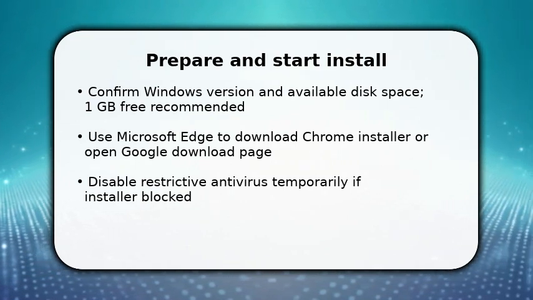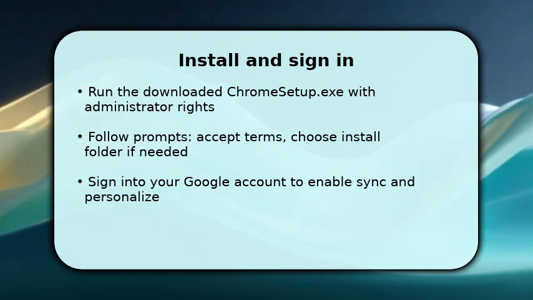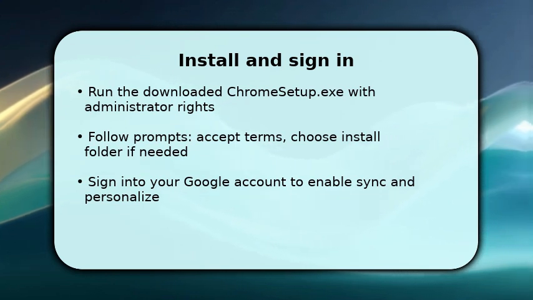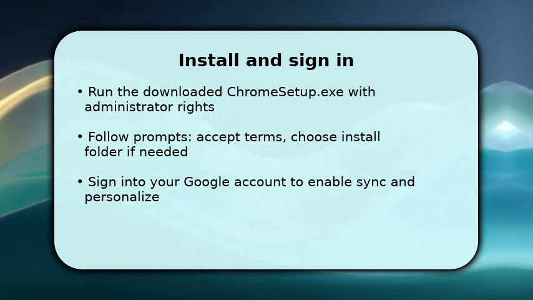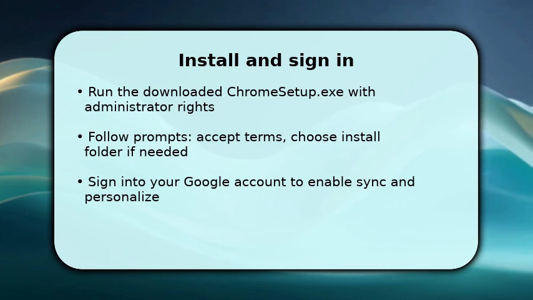run the file. Run the Chrome setup.exe file you downloaded. Right-click and choose Run as Administrator if prompted, because that prevents permission errors. Follow the installer prompts, accept terms, and pick an install folder only if you need a non-standard location.